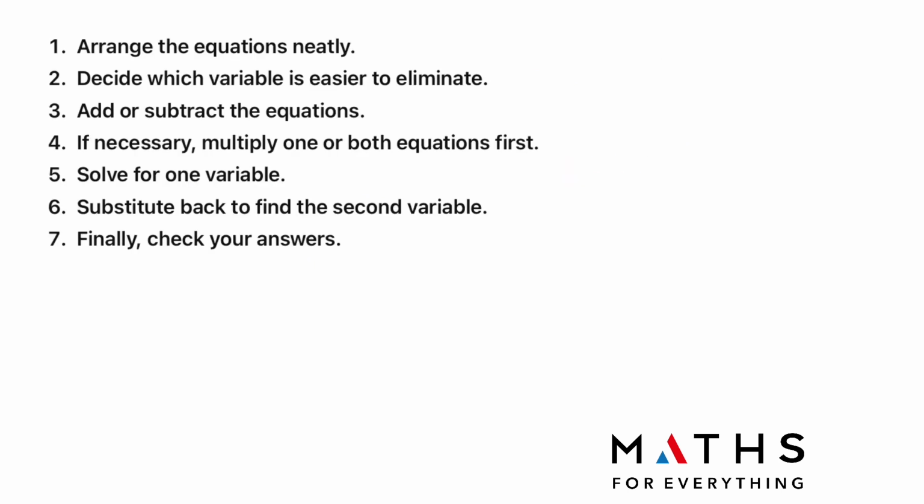Whenever you solve simultaneous equations by elimination, remember these steps. Arrange the equations neatly, x over x and y over y. Decide which variable is easier to eliminate. Add or subtract the equations. If you need to multiply one or both of the equations, do so. Solve for one variable. Substitute back to find the second variable. And the most important, remember to check your answers.